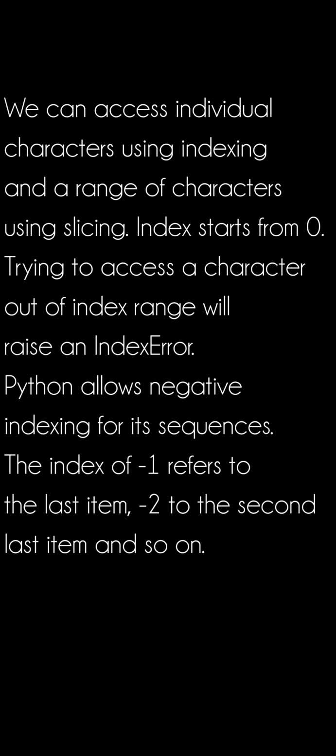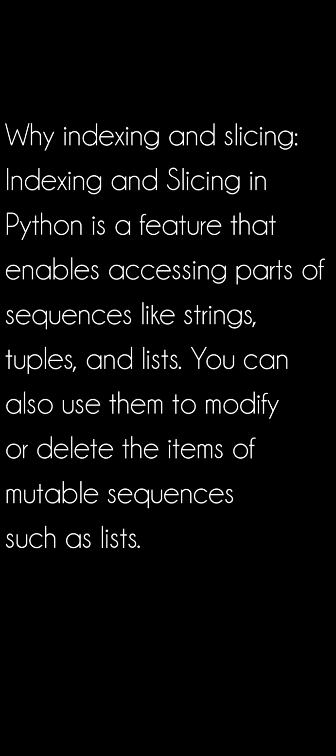We can access individual characters using indexing and a range of characters using slicing. Index starts from 0. Trying to access a character out of index range will raise an index error. Python allows negative indexing for its sequences. The index of -1 refers to the last item, -2 to the second last item, and so on. Why indexing and slicing? Indexing and slicing in Python is a feature that enables accessing parts of sequences like strings, tuples, and lists. You can also use them to modify or delete the items of mutable sequences such as lists.